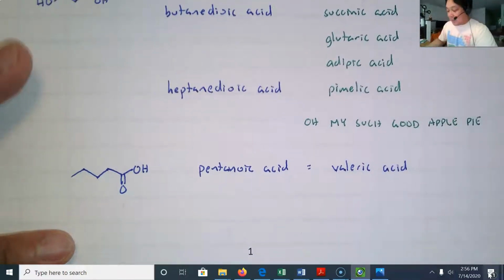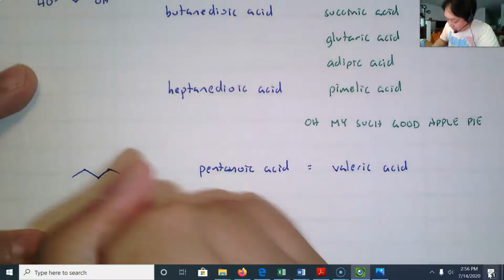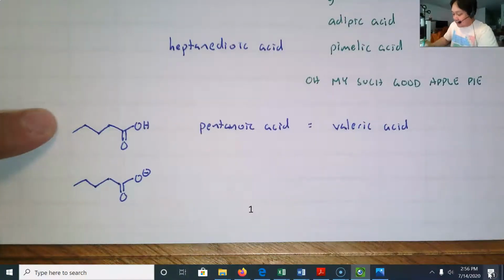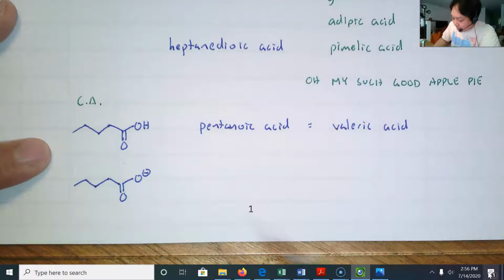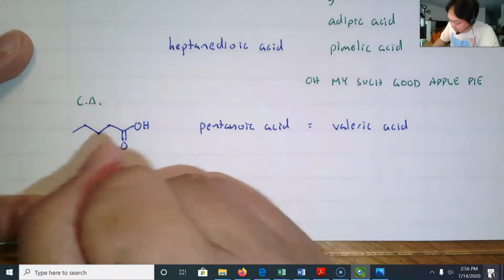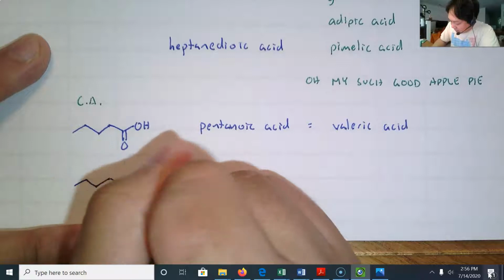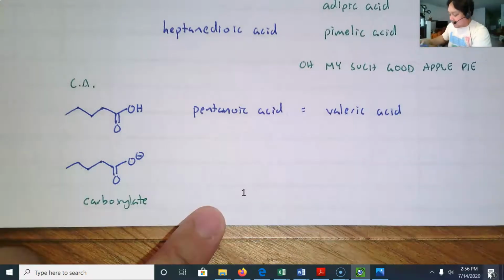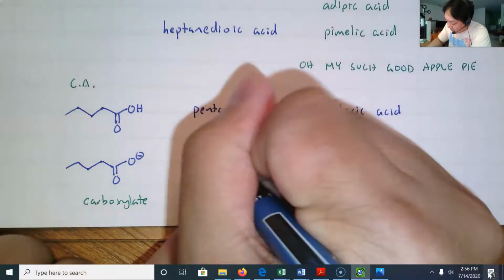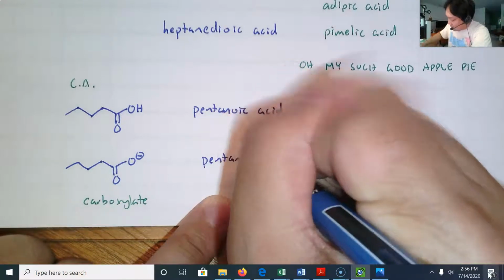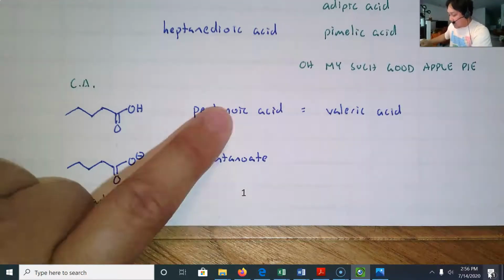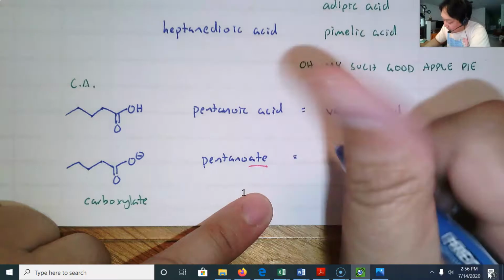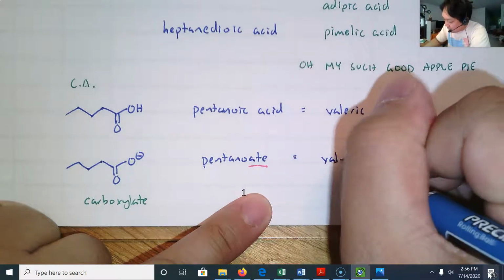Naming is taking a little bit longer than I expected. If you deprotonate it to the O minus, this is a carboxylic acid, but this is called a carboxylate. And pentanoic acid becomes pentanoate. So you get rid of the ic acid and you add ate. And you want to do the same for valeric acid, you could call it valerate.